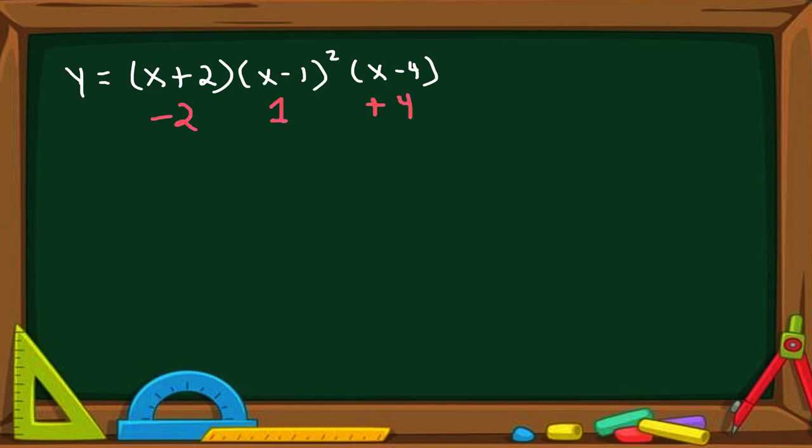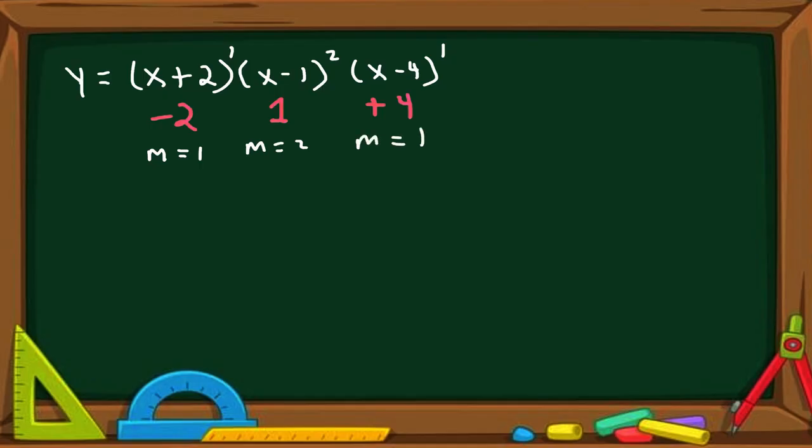Now, the next thing we need is the multiplicity of each zero. The multiplicity is going to be equal to the exponent of each factor. So for this zero, the multiplicity is going to be what we see here, 1. For the factor x minus 1, or for the zero x equals 1, the multiplicity is going to be 2, and for the last one, it's 1.